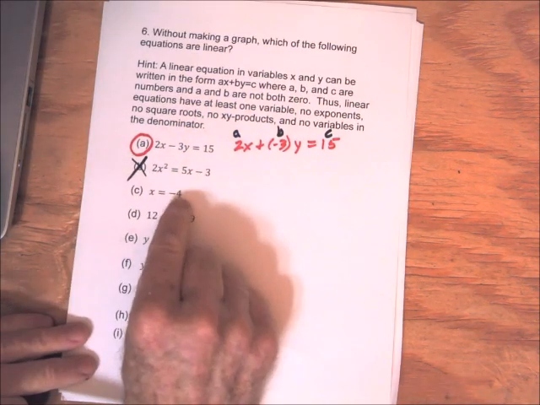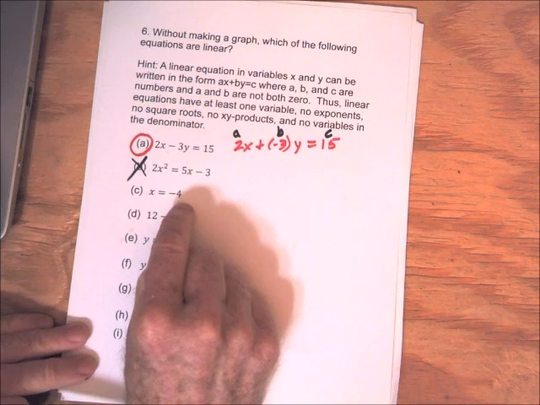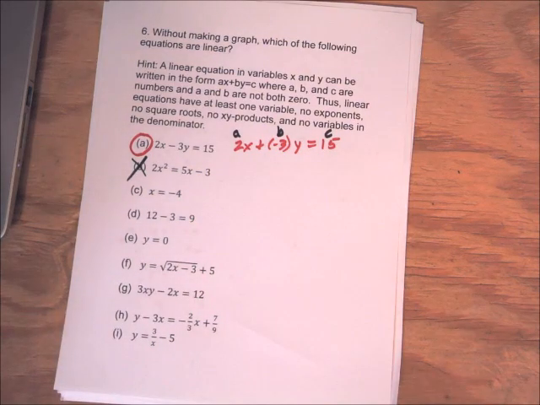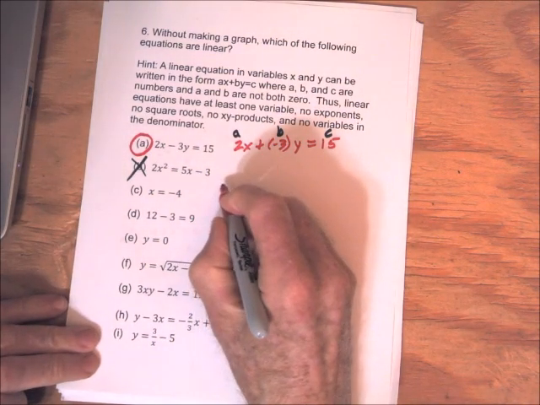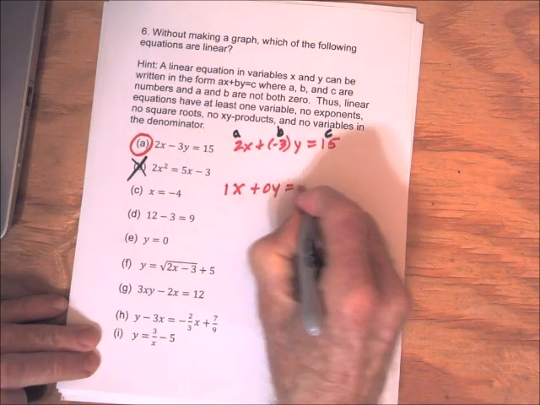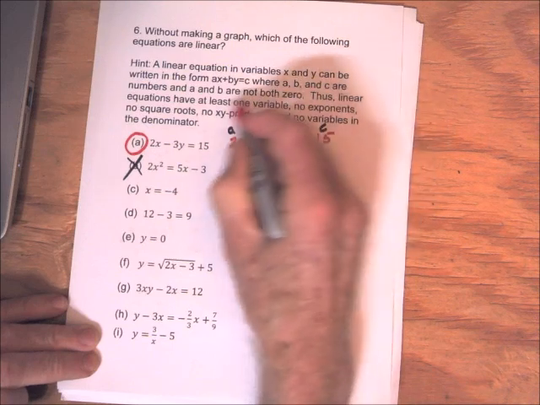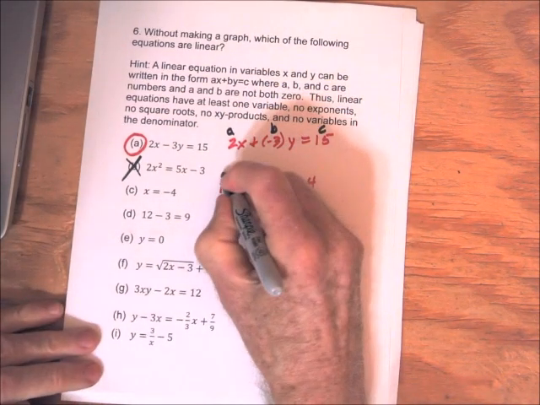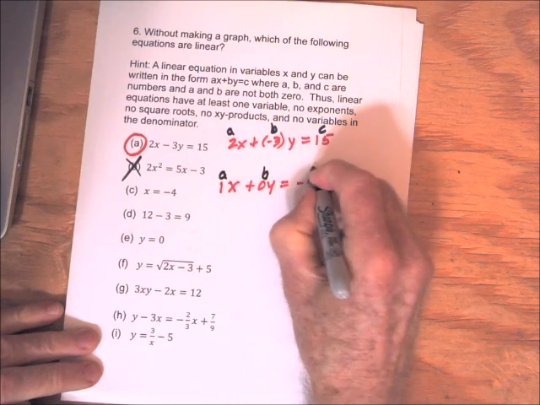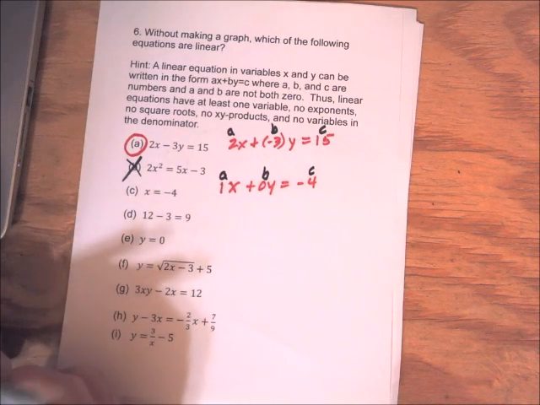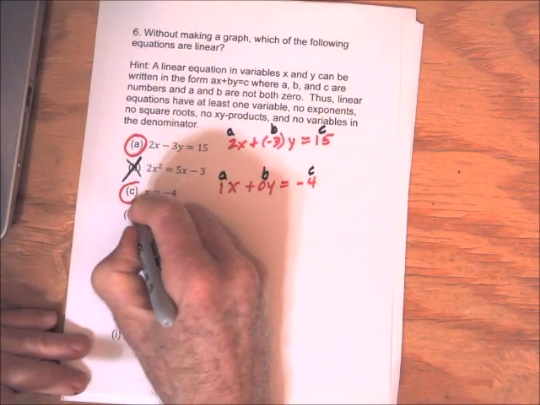The next equation, x equals negative 4, is linear. We don't have any exponents. x is not in the denominator. It can be written in the form 1x plus 0y equals negative 4. So it can be written in this form, ax plus by equals c, where a is 1, b is 0, c is negative 4. As long as a and b are not both 0, that's a linear equation. This is a vertical line.